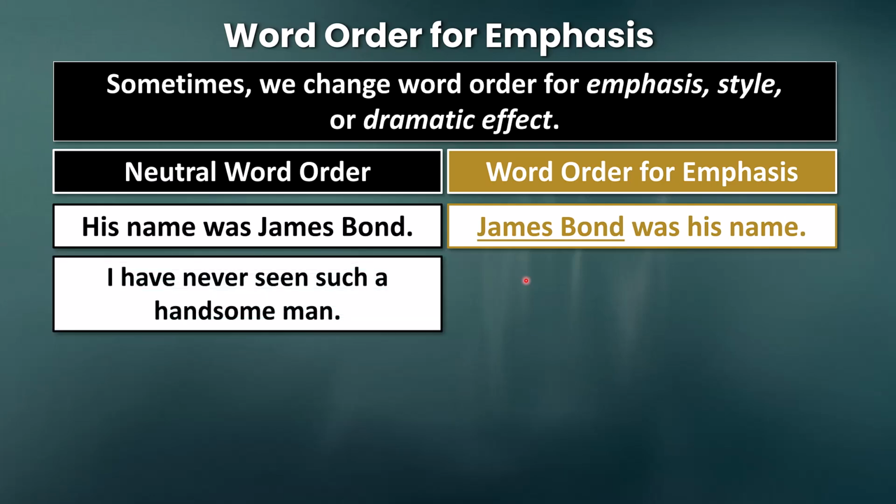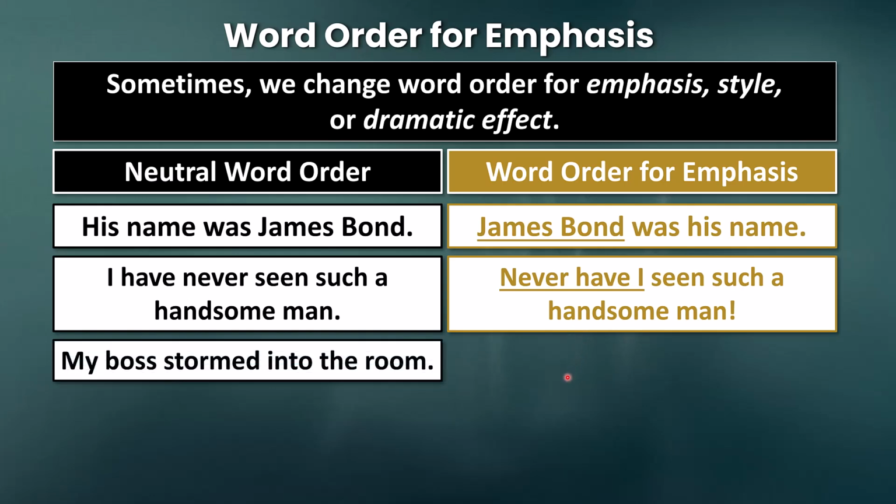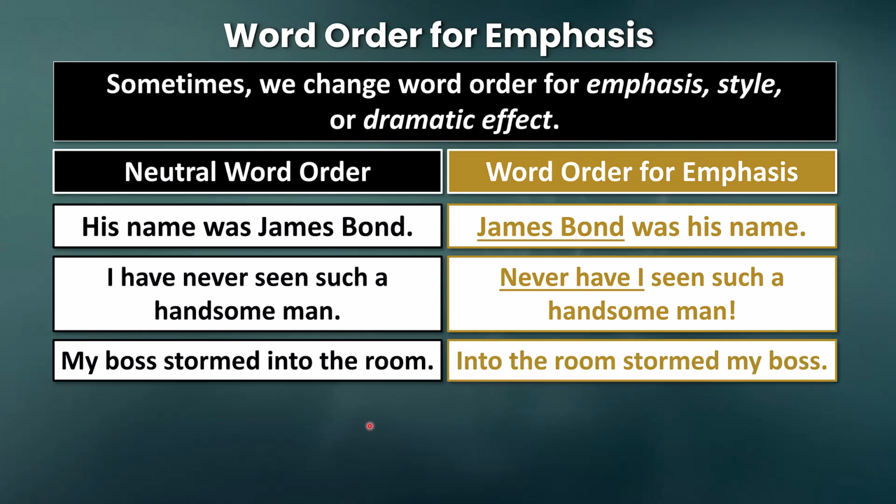Here's another example. I have never seen such a handsome man. This is your standard word order, but if we wanted to add some real emphasis on just how handsome this man was, you could change the word order. Never have I seen such a handsome man. And here's one final example. My boss stormed into the room. If you wanted to add real emphasis, you might say, into the room stormed my boss. This creates some suspense. Into the room stormed, and then you're finally ending it with the person, my boss. Okay, so it adds some suspense.